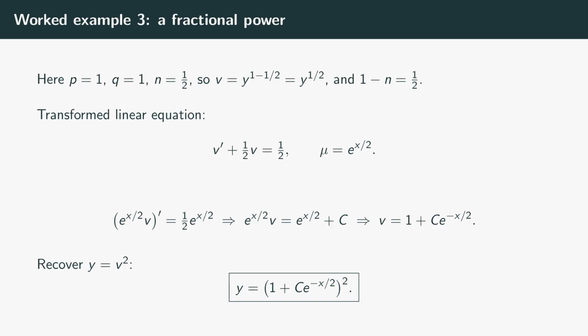Multiply, the left side is the derivative of e to the x over 2 times v, equal to 1/2 e to the x over 2. Integrate the right side to get e to the x over 2 plus c. Divide by the factor, v equals 1 plus ce to the minus x over 2. Finally, recover y. Since v was the square root of y, we square: y equals the quantity 1 plus ce to the minus x over 2, all squared, a fractional Bernoulli power handled by exactly the same machinery. Recognize n, substitute, solve the linear equation, raise back.